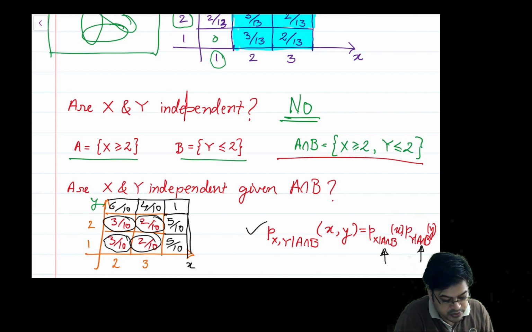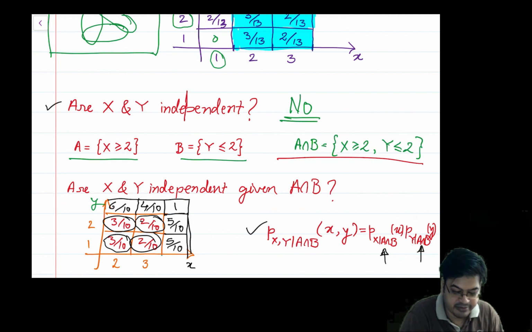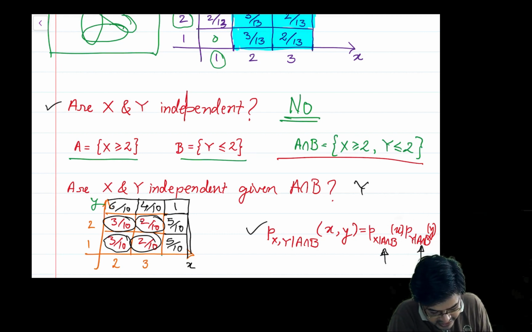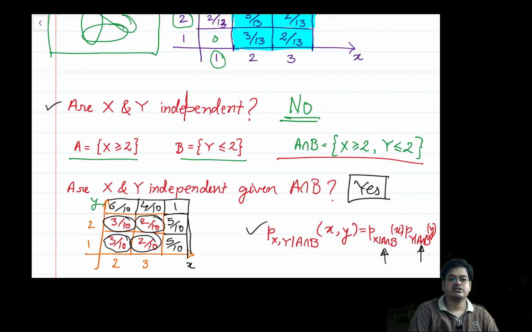So what we have shown here is, though x and y were not independent, which was very much visible, given A intersection B, x and y are actually independent. Yes, they are independent. So this is how the notion of conditional independence in terms of random variables works.